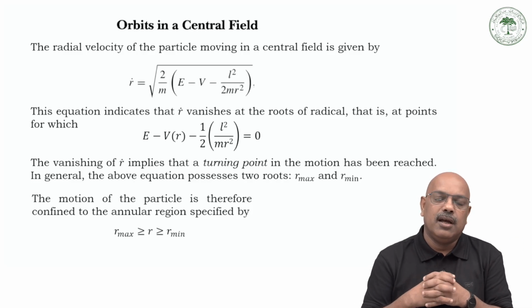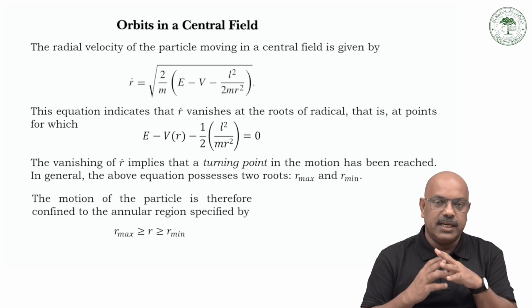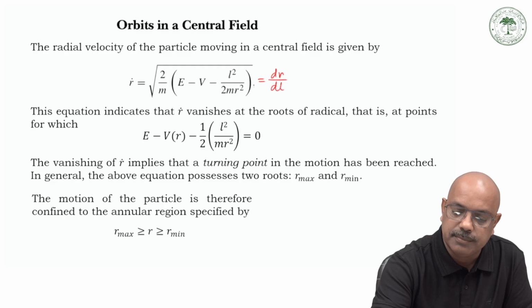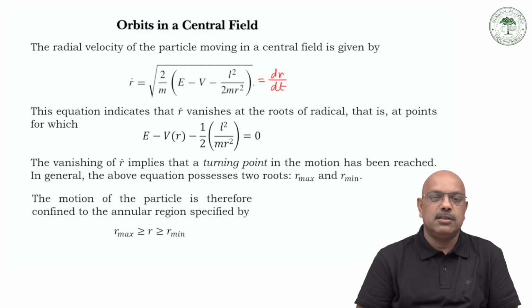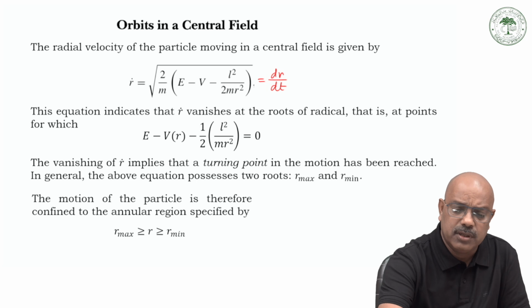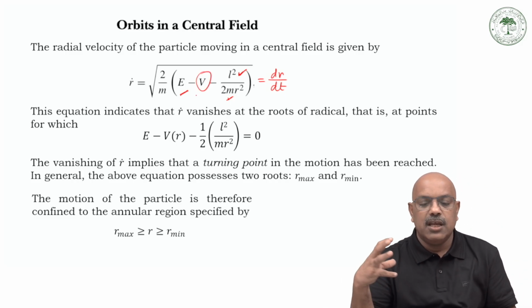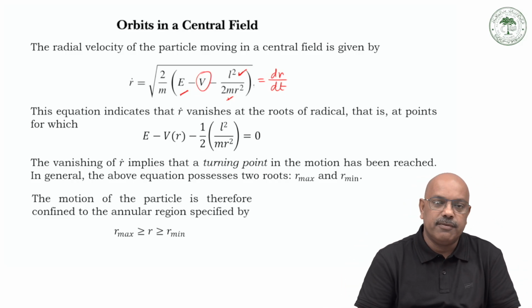To decide this, what you need is some equations we have already derived in our previous classes. One is the radial velocity, that is, you can see this is my dr by dt, the radial velocity. This equation depends upon this E and this L. So the particle is going to have energy, angular momentum, and mass, and then the potential it faces when it comes into a certain field of force, which is derivable from this potential.